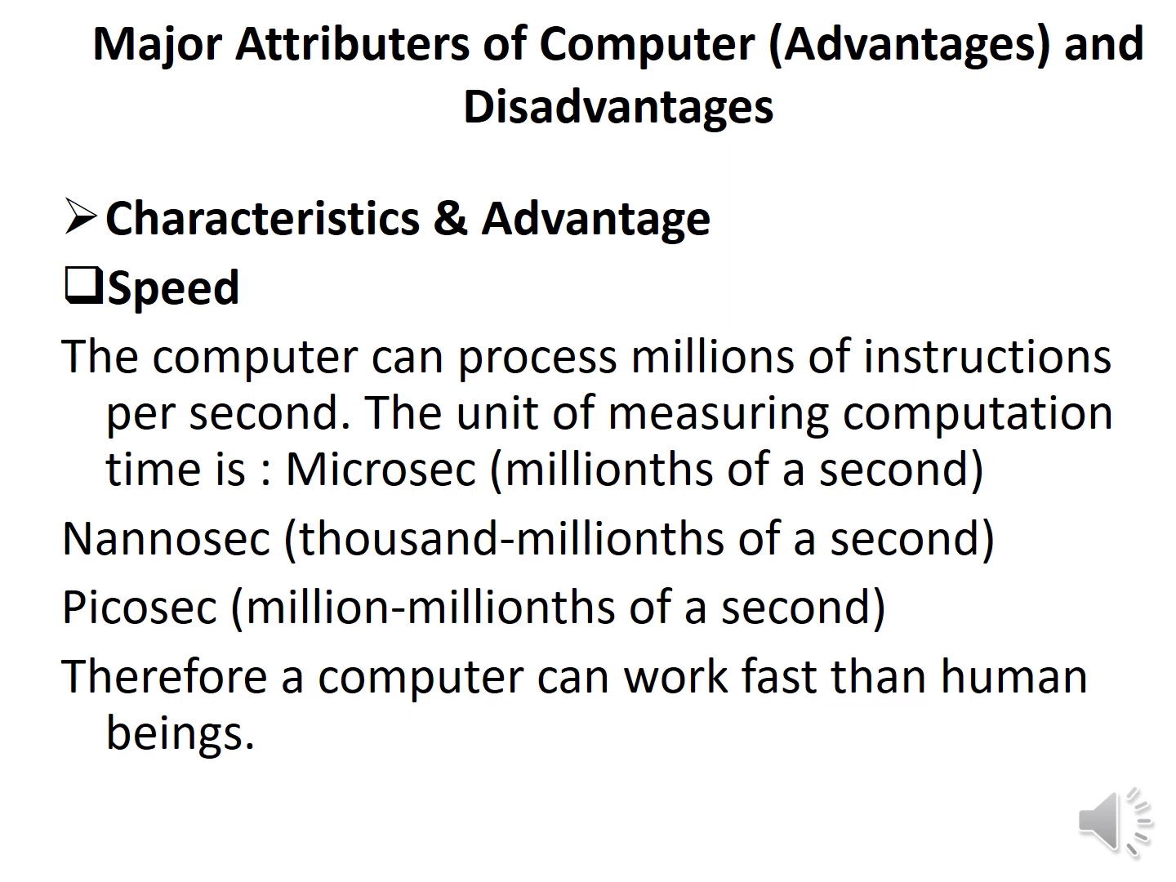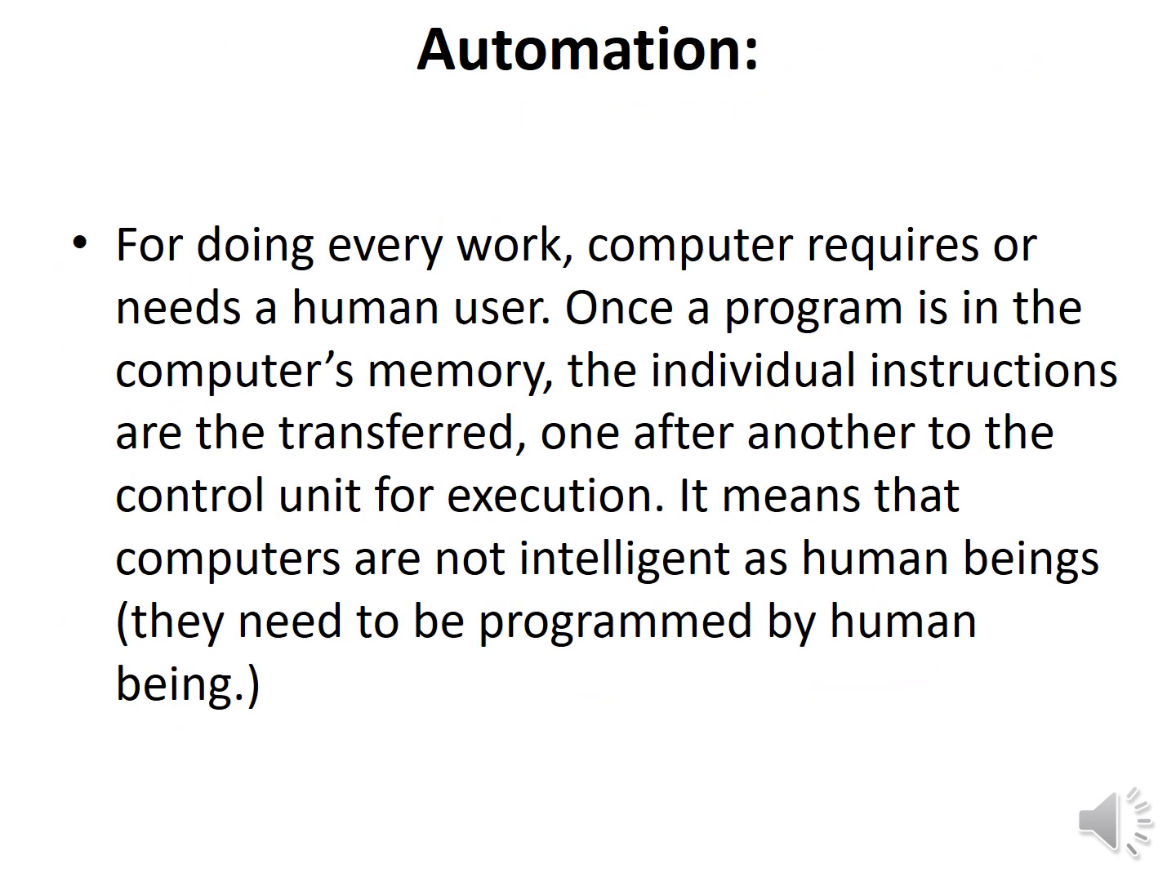There are major attributes of computers: advantages, and then disadvantages. The characteristics and advantages of computer. One of them is speed. The computer can process millions of instructions per second. The units of measuring computation time are microsecond, which is a millionth of a second, and then nanosecond, a thousand millionth of a second, picosecond, a millionth of a millionth of a second. Therefore, a computer can work faster than human beings.